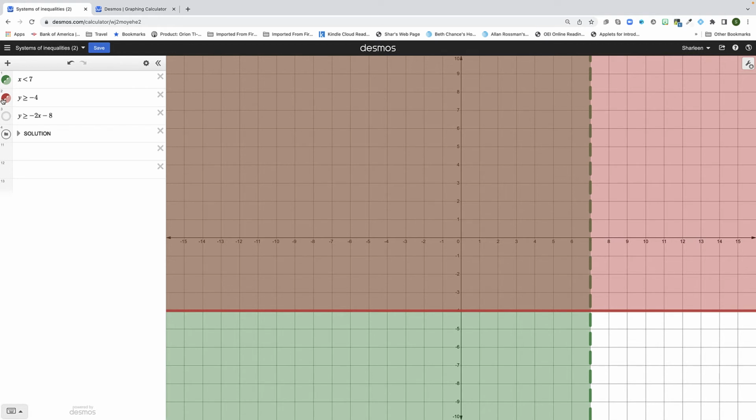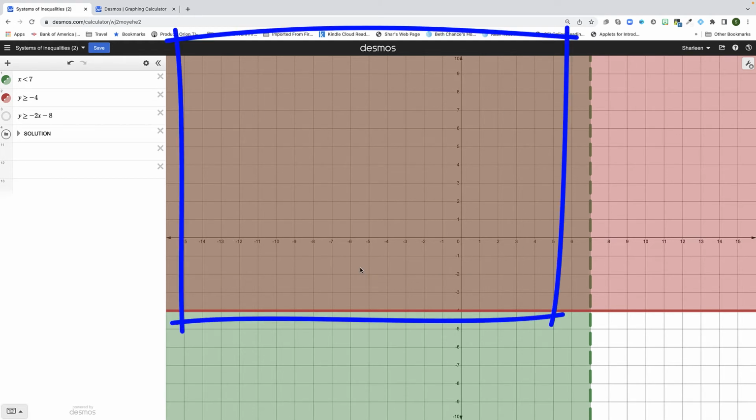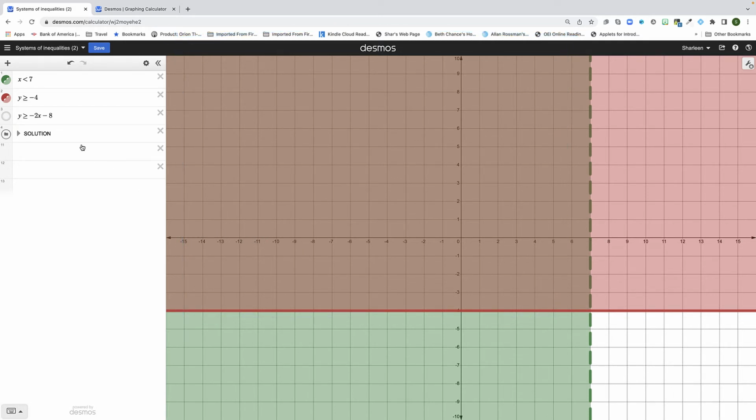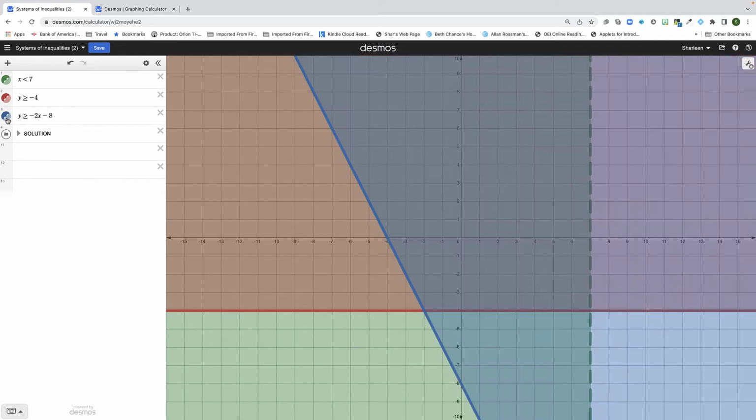So right now, we're down to this upper left corner where the green and the red area overlap from the two inequalities, but now we need to add the third one in. So let me click to reveal y is greater than or equal to negative 2x minus 8. This is shaded in blue. We have a solid blue line here. And now we need to locate where all three of these areas overlap.